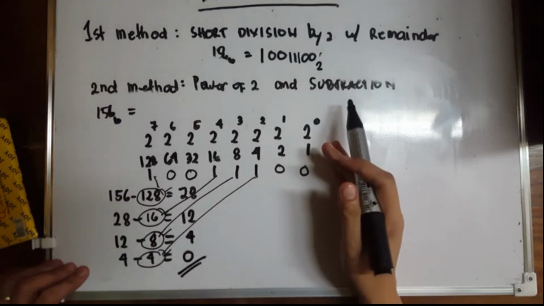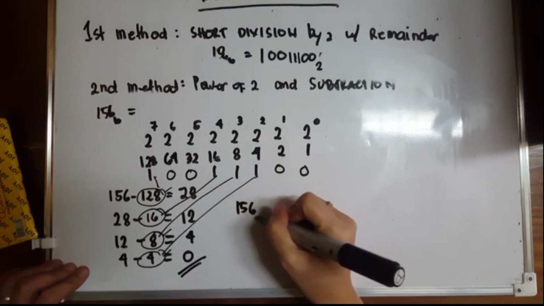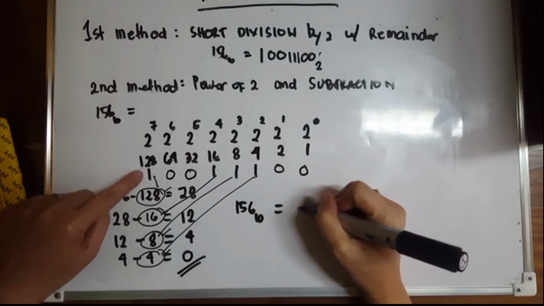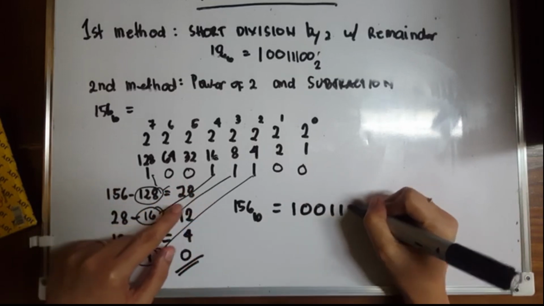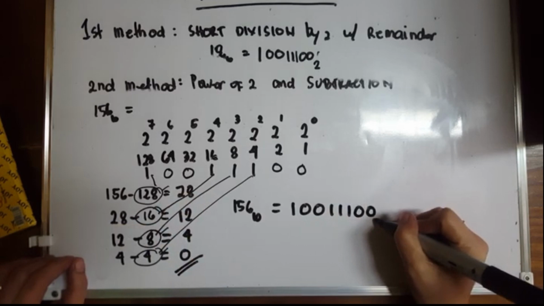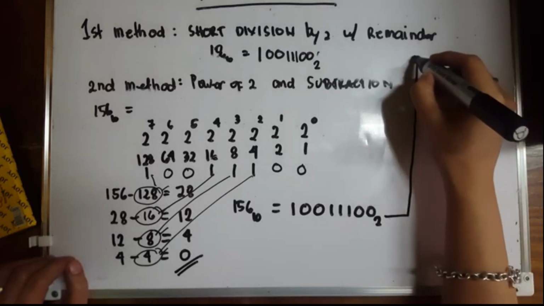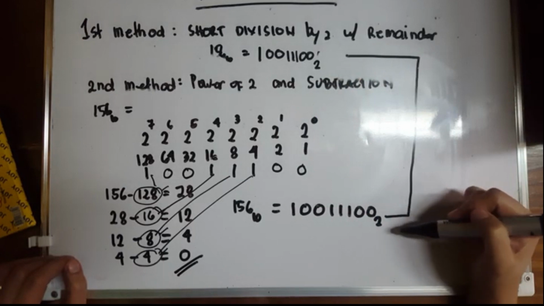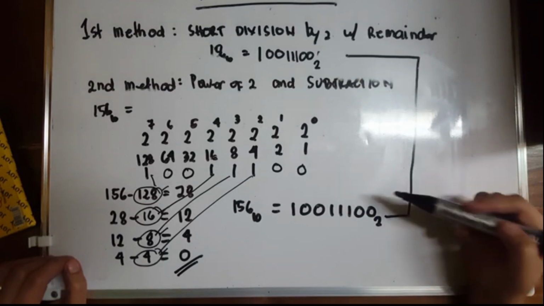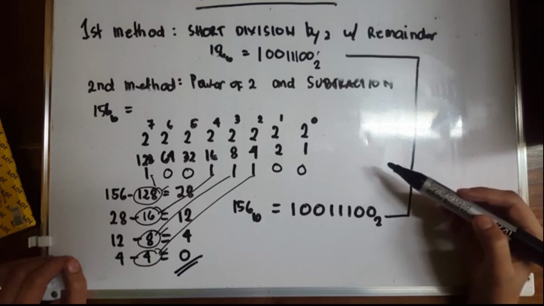Now, to complete the combination, our conversion of 156 base 10 is equal to 1, 0, 0, 1, 1, 1, 0, 0 base 2. So if you notice, we have arrived with the same number. Different method, but the same result or the same output. So therefore, you can use any of the methods as long as you arrive with the correct answer. Just choose which method works best for you or that you are comfortable with.